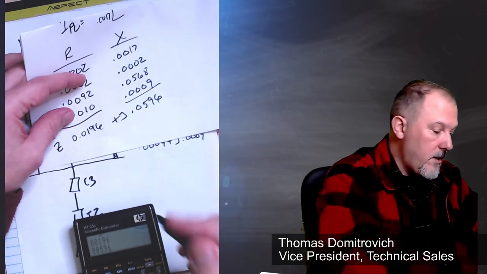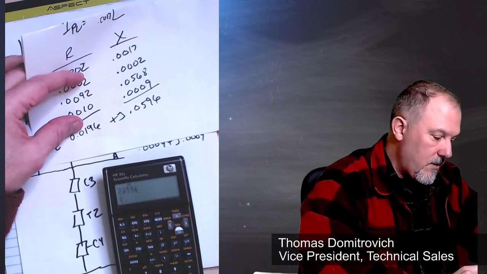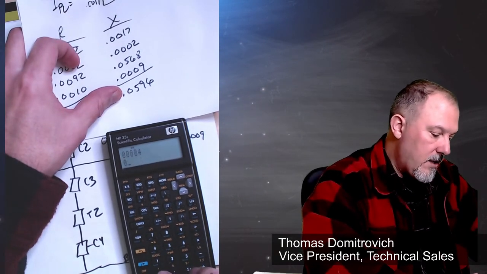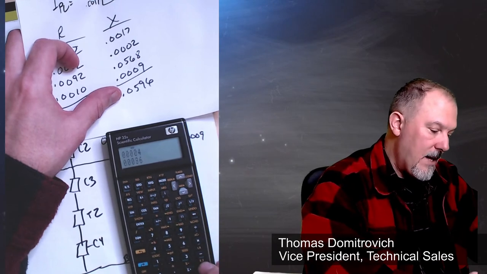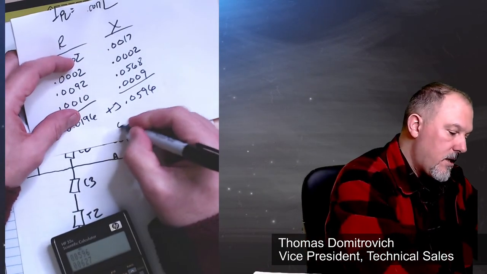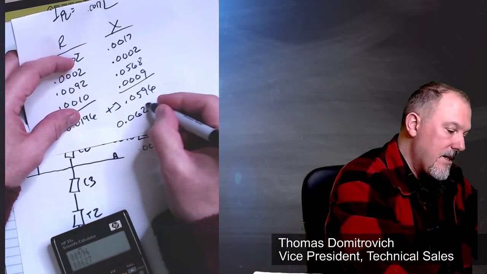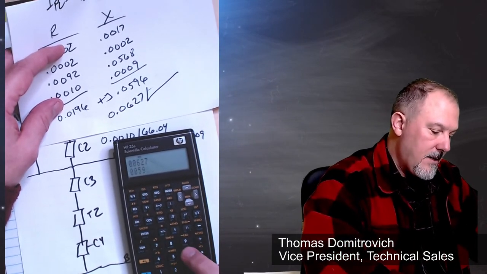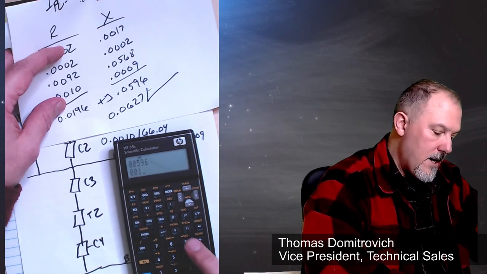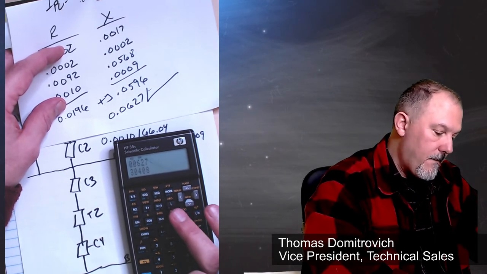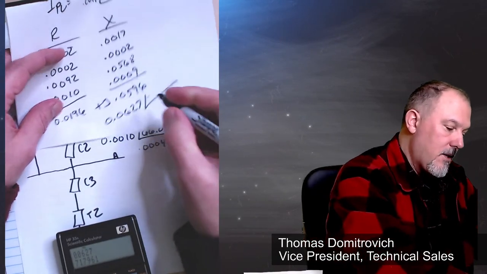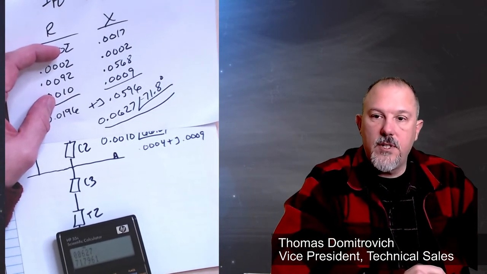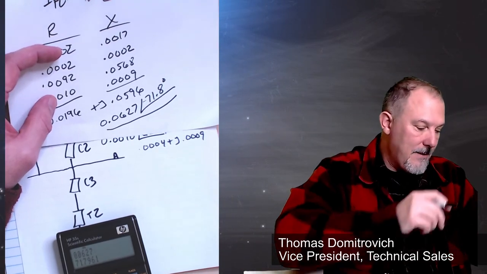Let's put that into polar coordinates. So I have to square those two: 0.0196 squared, 0.0596 squared, add them, square root is 0.0627 at an angle. 0.0596 divided by 0.0196, inverse tangent, 71.8 degrees. Well, that's my impedance: 0.0627 at an angle of 71.8.